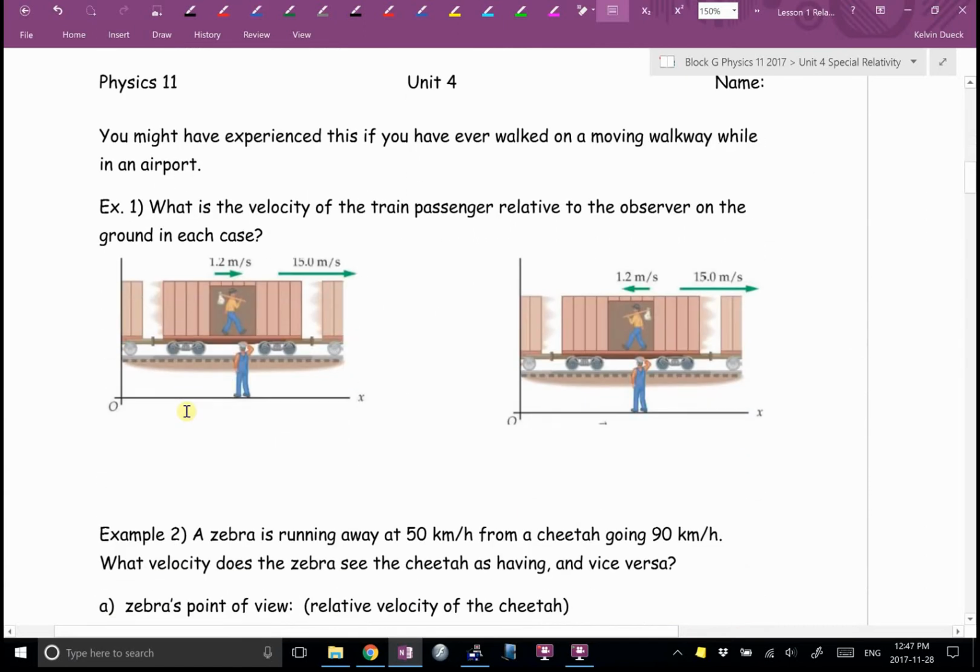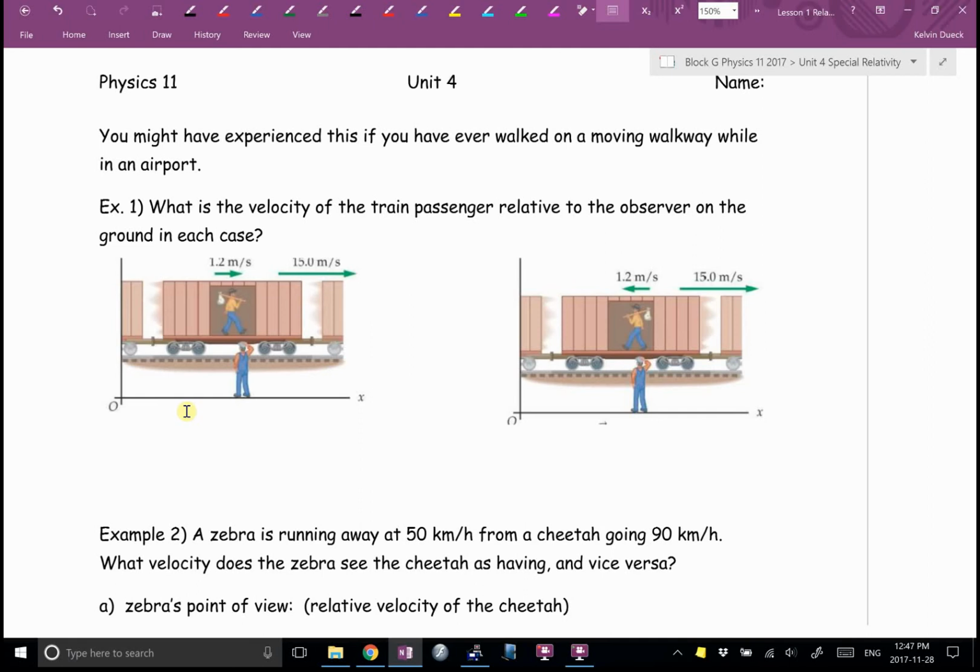You may have experienced this if you've ever walked on a moving walkway in an airport. Because you look at the people walking beside you on the ground, and they seem to be walking really slowly. No, you're probably walking at the same speed, but you have a relative velocity.